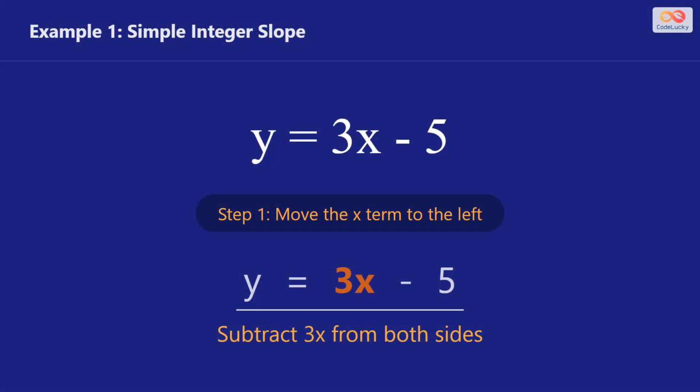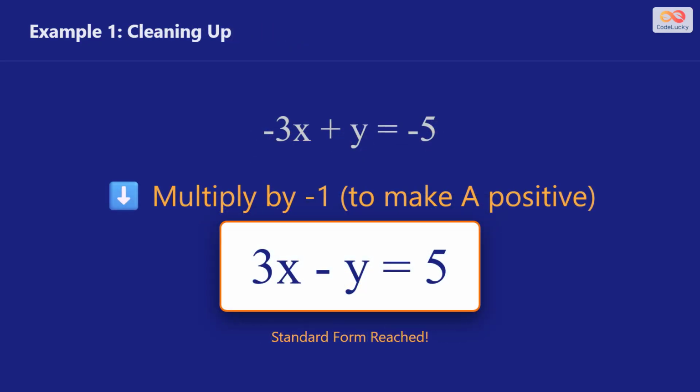Let's start with a simple example. y equals 3x minus 5. Our goal is to get x and y on the same side. Since the 3x is currently on the right, we subtract 3x from both sides of the equation. This gives us -3x plus y equals -5. However, remember the rule that a must be positive. Since we have a -3, we multiply the entire equation by -1. This flips every sign, giving us our final answer, 3x minus y equals 5.